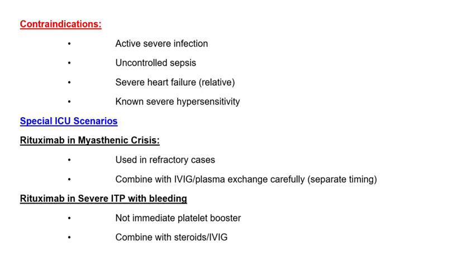Rituximab is one of the things that is available. There are three or four targeted therapies already there. The problem is that only one or two are claimed to be used commonly. The other three are all under research, and availability is a big thing, cost is a big thing. So in special ICU scenarios, rituximab in myasthenic crisis can be used in refractory cases. Rituximab in severe immune thrombocytopenic purpura with bleeding can be used.